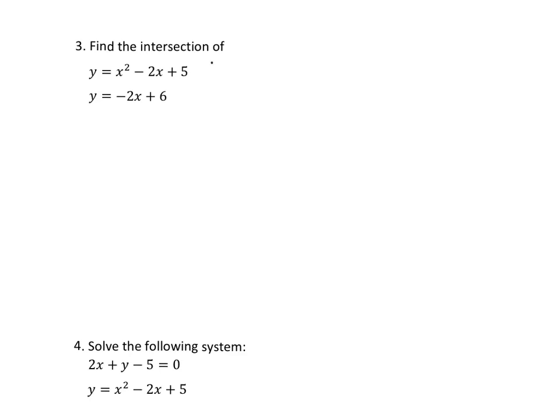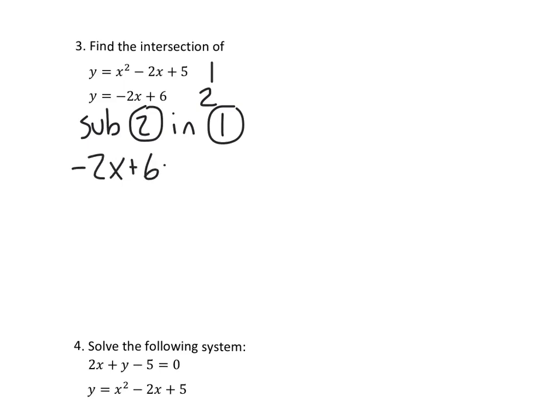Let's start by numbering our equations. The first equation and the second equation. We're going to substitute equation 2 into equation 1. So we end up with negative 2x plus 6 equals x squared minus 2x plus 5. And what this does is that it allows me to now have one equation with one unknown, and I'm able to solve it. Let's bring everything to the right-hand side.